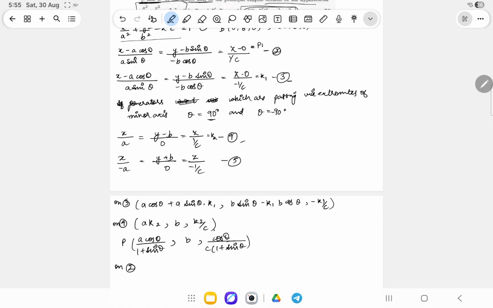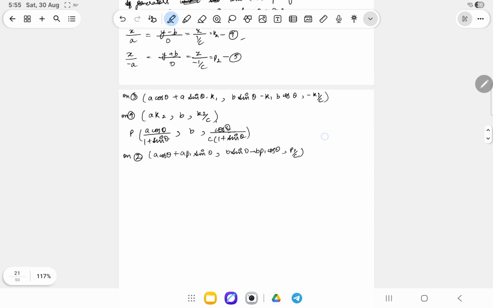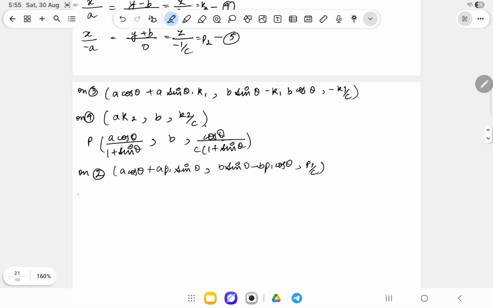Let's equate it with p1 and this with p2. So if I equate with p2, then any arbitrary point on 2 would be basically a cos theta plus a p1 sin theta, comma b sin theta minus b p1 cos theta, comma p1 by c. Likewise, any arbitrary point on 5 would be minus a p2, comma minus b, comma minus p2 by c.